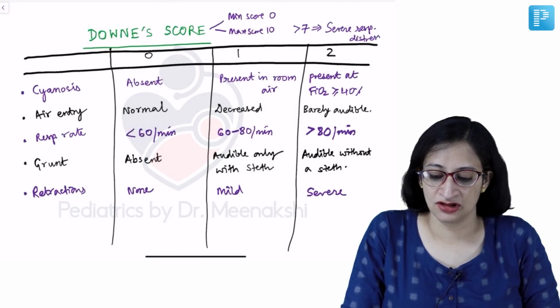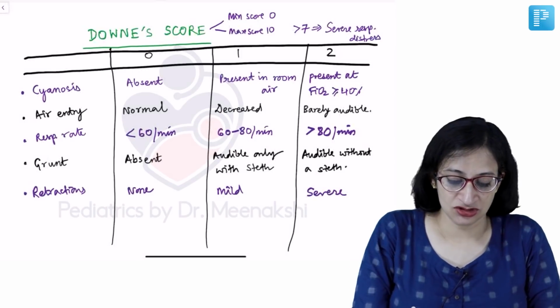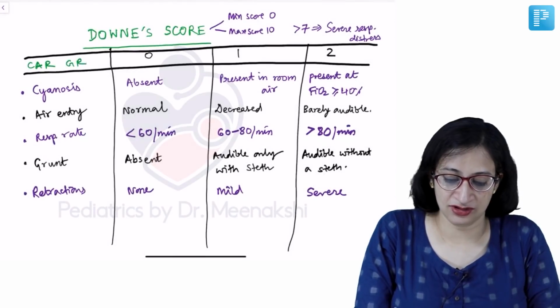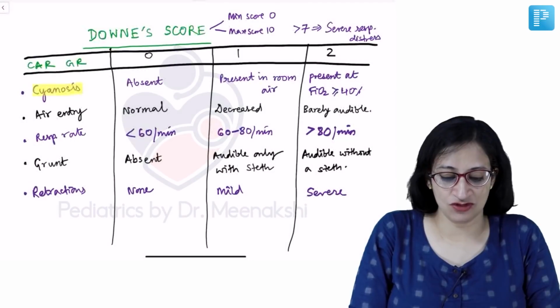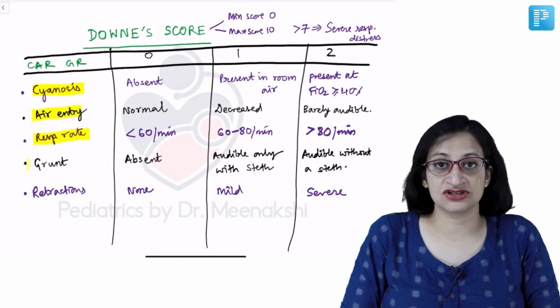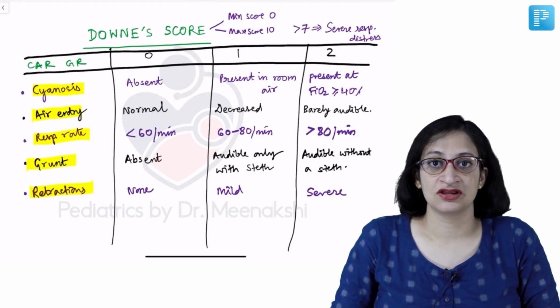Alright. So remember, what are the components of Downey score? At least you must remember. So you can remember by the mnemonic CAR-GR. Okay. So you have C for cyanosis, A for air entry, R for respiratory rate, G for grunt, and another R for retractions. Okay. So that is Downey score.